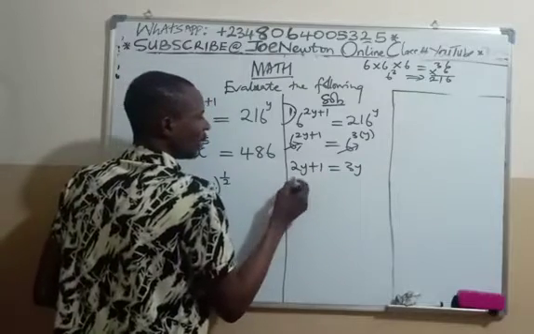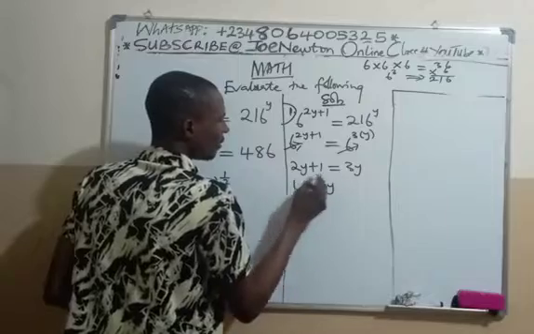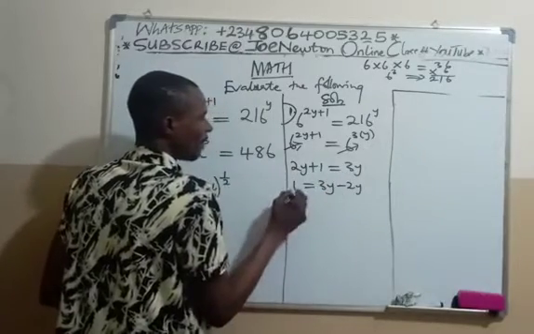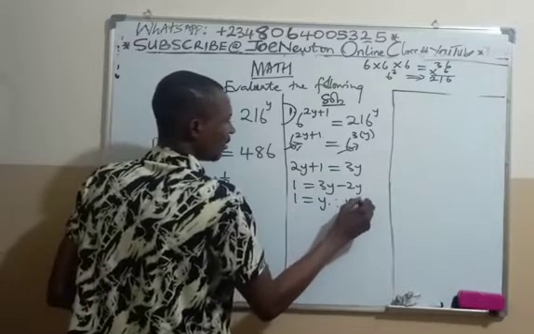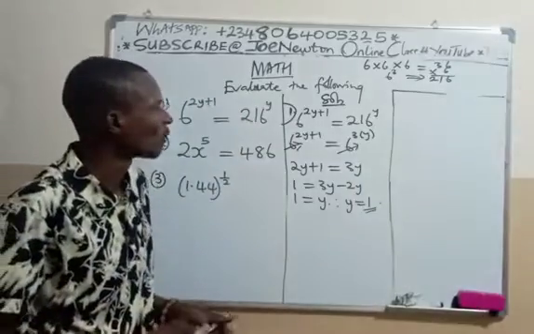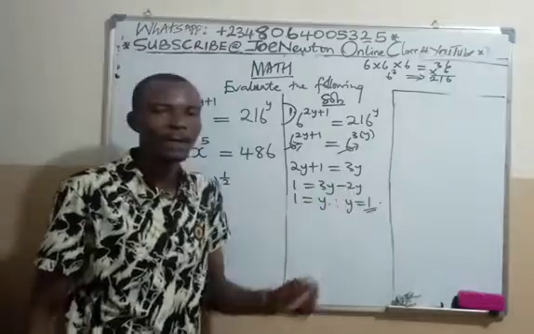Then we now collect like terms. We have that 1 is equal to 3y. 2y goes to this side because minus 2y. Therefore, 1 is equal to y. Then our y is equal to 1. Simple. So this is the answer to the first question. The unknown value y is 1.